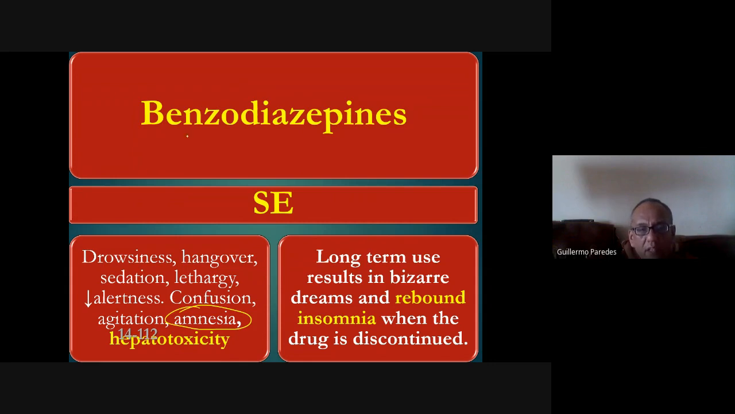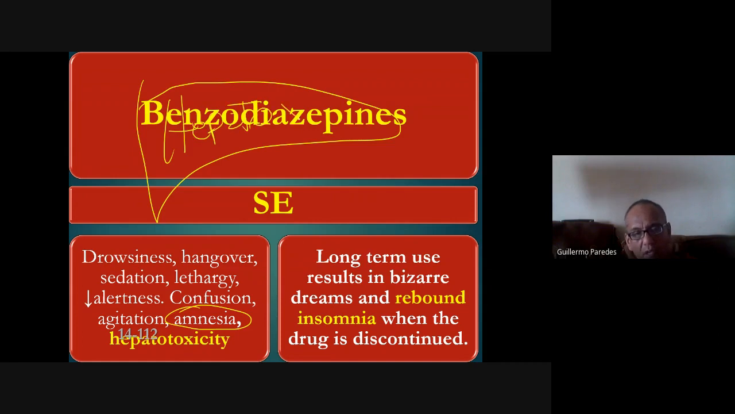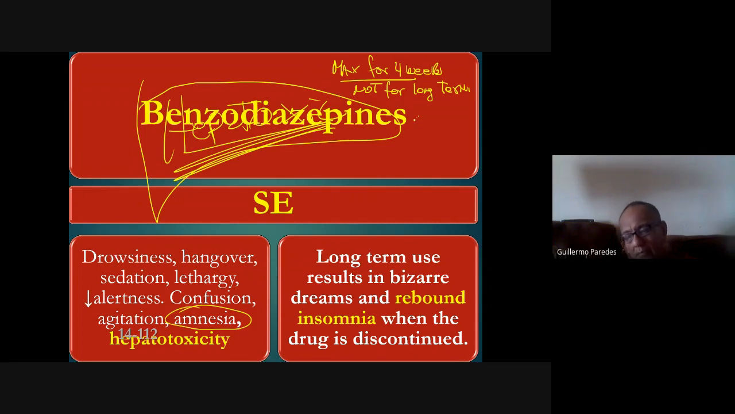Okay. Now, one thing I want you to always remember is hepatotoxicity. Question for NCLEX: hepatotoxicity, the benzodiazepines. The benzodiazepines are going to be used for a maximum of 4 weeks. Not for long-term use. They can produce some addiction. It's addictive.